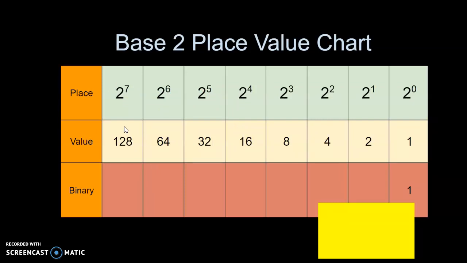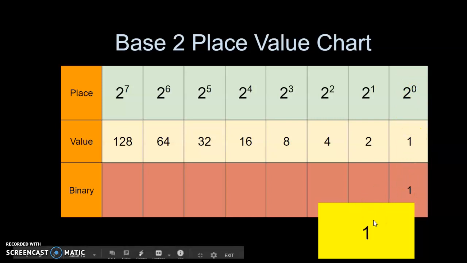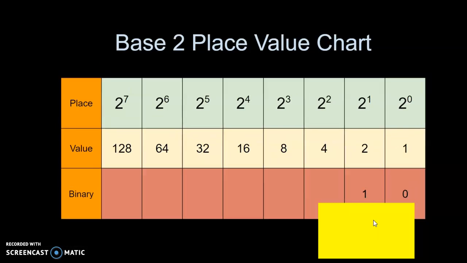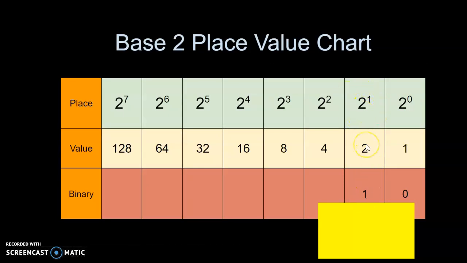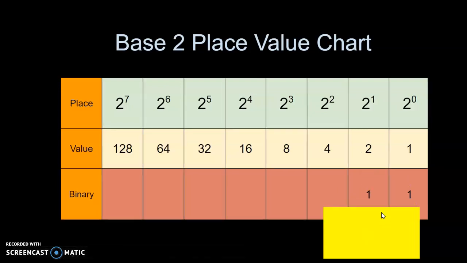All right, so if we had a 1 right here, we want 1, 2 to the 0. Well, 2 to the 0 equals 1, so this number translated is 1. Okay, now we don't want any 2 to the 0s. We want 1, 2 to the 1. Well, 2 to the 1 equals 2. So this is equal to 2. This is equal to 0. You add those up, 2 plus 0, 2.